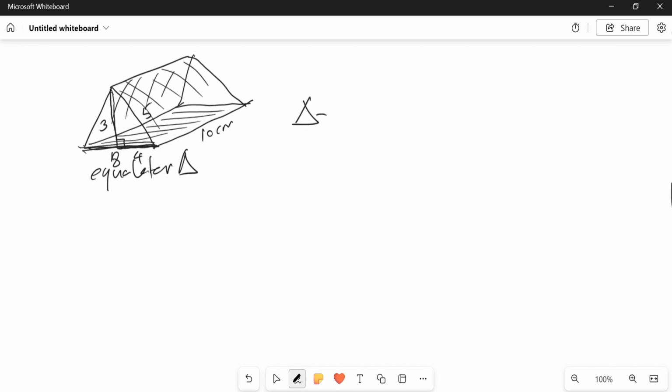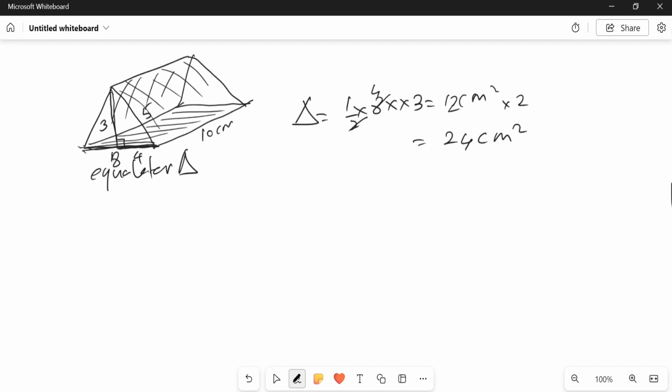If you find the triangular face area, half into base, 8, into height, 3, if you cut, 12 centimeters squared. So there are two triangles, so multiply by 2. The two triangular surfaces are 24 centimeters squared.